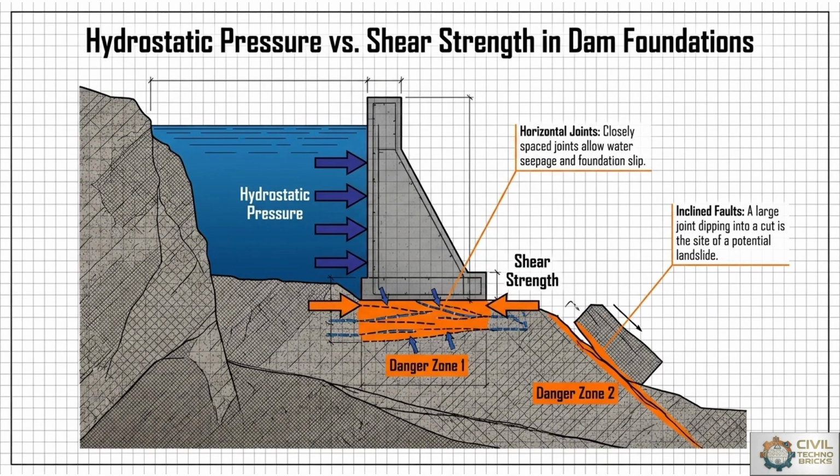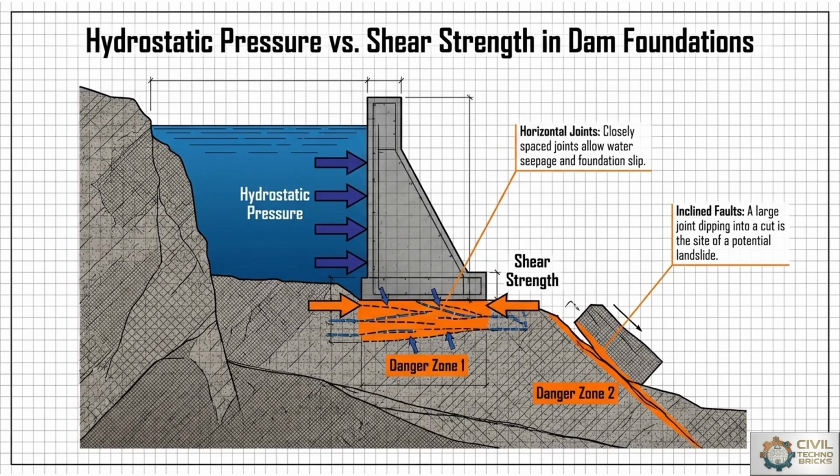Next one will be the hydrostatic pressure versus shear strength in the dam foundation. Means we have to compare the hydrostatic pressure versus shear strength from the dam construction point of view. So as the diagram explains, hydrostatic pressure acts in the horizontal direction towards the dam wall from the stored water on the upstream side.